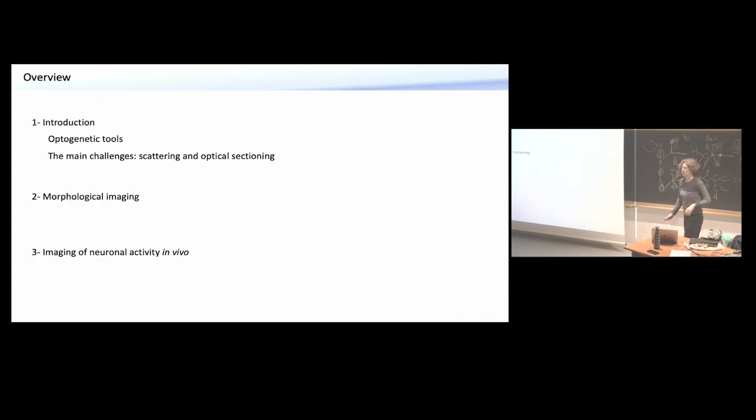And so now this is the overview of what I'm going to present today. First I'm going to do an introduction showing the optogenetic tools that we will use in the techniques that I will present later, and also present the main challenges that other people already introduced before, which are scattering and optical sectioning. Then I will go to a first class of techniques to present morphological imaging and then imaging of neuronal activity. So first, optogenetic tools.